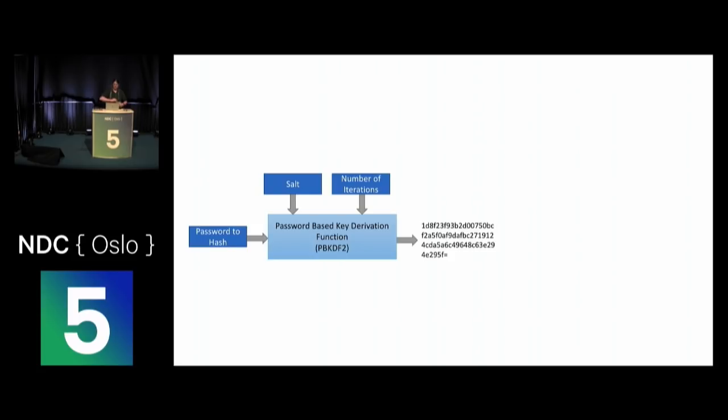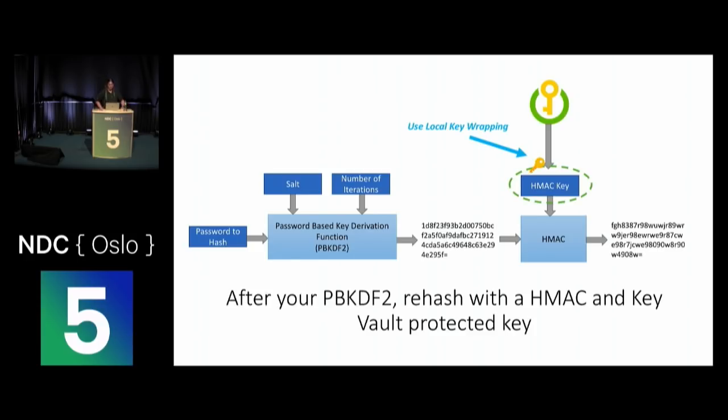So say we're hashing our password and we're doing it 1,000 iterations, for example. But then what we could do is perform one extra hash afterwards, or an HMAC, where we pass in a key which has been protected using the Azure Key Vault. Now what this means is that if anyone ever wants to generate that same hash code, they have to be able to recover that key using the Key Vault.